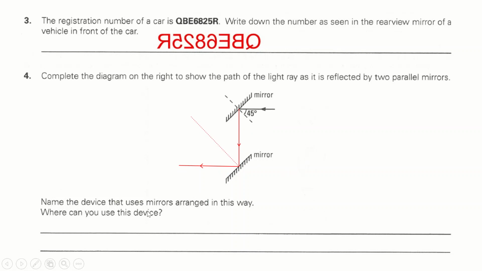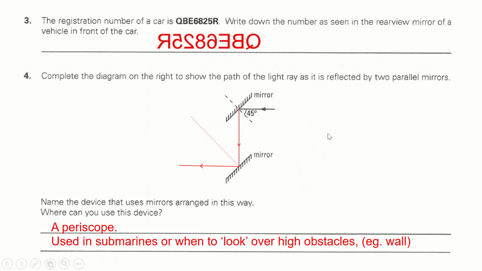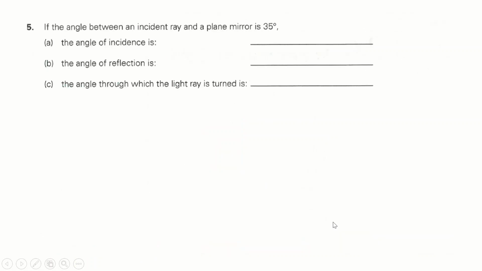Okay, so what can you use this device for? This is basically used in a periscope, for example in a submarine. Okay, it is used in submarines to keep a lookout over high obstacles, like for example a wall.